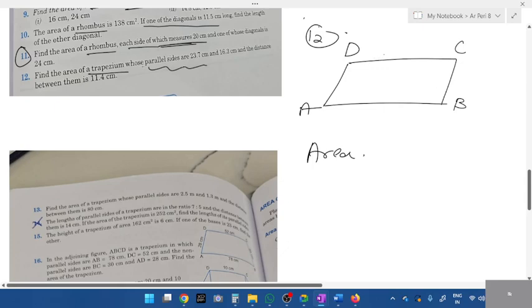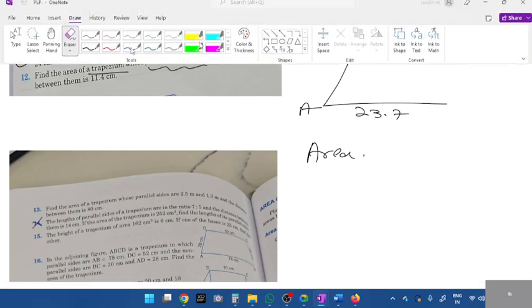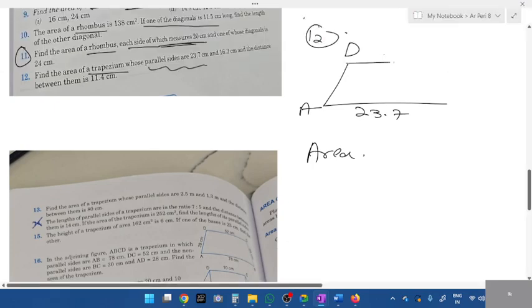No, no, parallel sides. Which parallel sides' distance values are given? 23.7. Actually, in a trapezium only one pair of sides will be parallel. One more line will be like this. This is a trapezium, A, B, C, D.